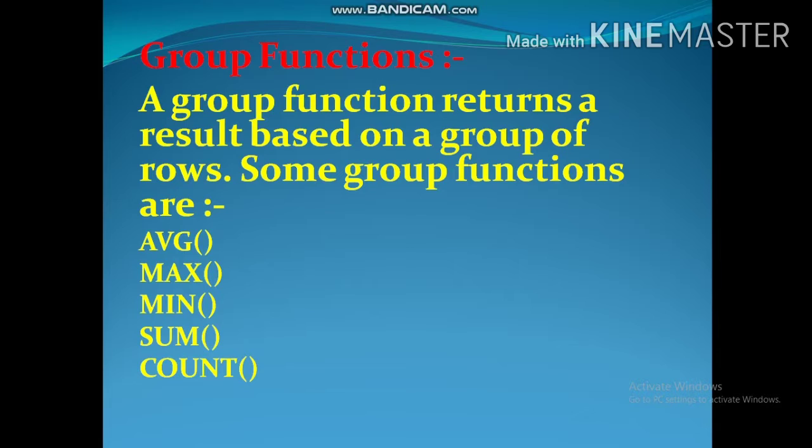A group function returns a result based on a group of rows. Some group functions are AVG, that is the average function, max function, minimum function, sum function and count function. We can do it in a group. That means all the fields can come here. We can check field wise.